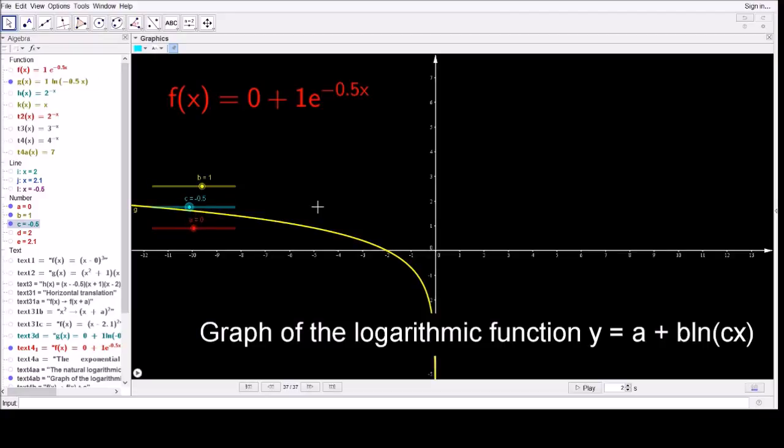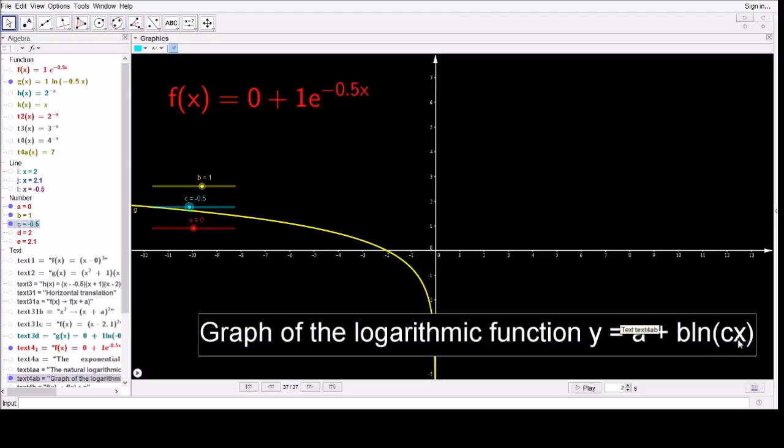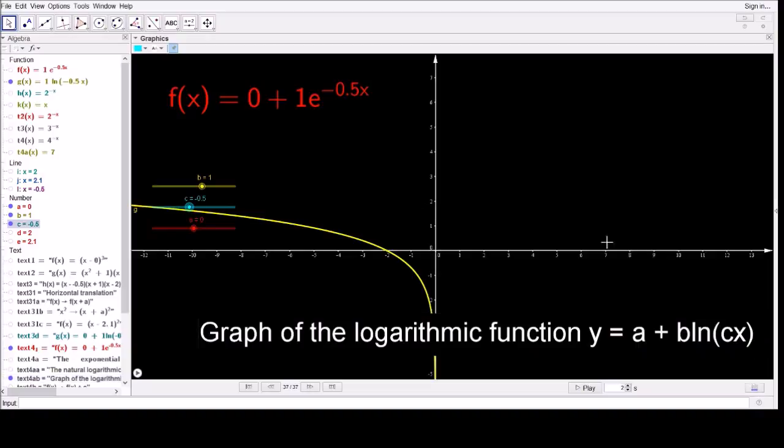Obviously, as c is negative, it means we can't have positive values of x, because we can only have a logarithm of a number that's greater than 0. So of course, all of the x values here are negative. Okay, let's go back to the slides then, and we'll look at some problems that we can solve for ourselves.